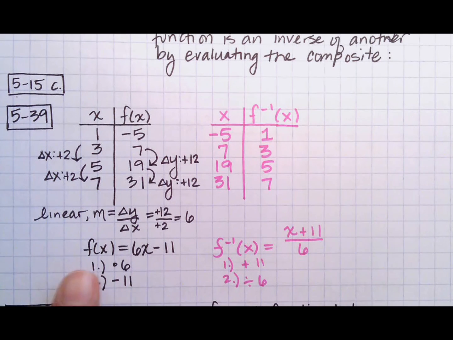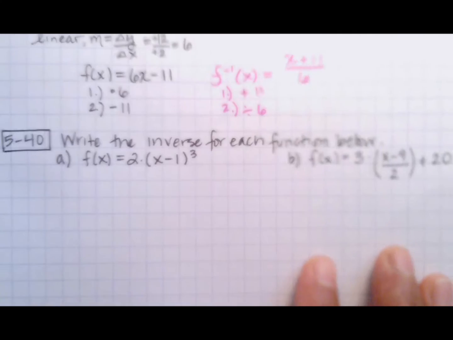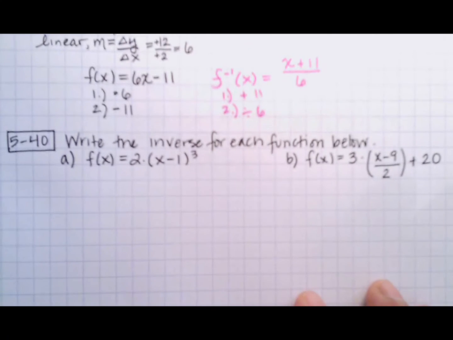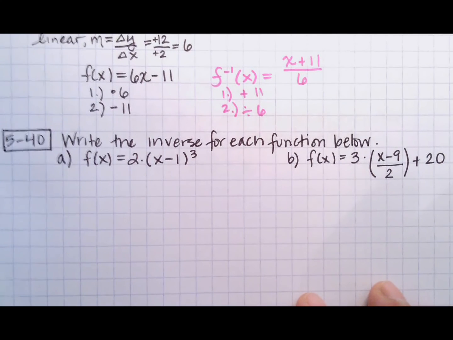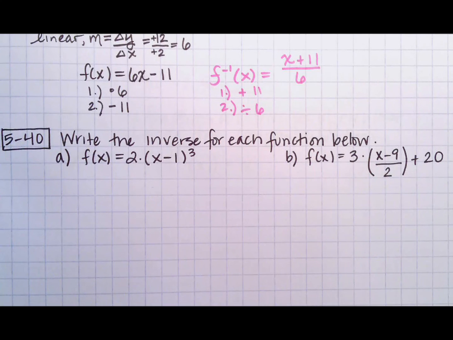So that's the first problem. We found both the original function and its inverse equation. Again, the relationship between the table of values is that they just switch. For the next problem I wanted to go over again, which is a follow-up to that: write the inverse for each function below. This is very similar to what we have been doing.